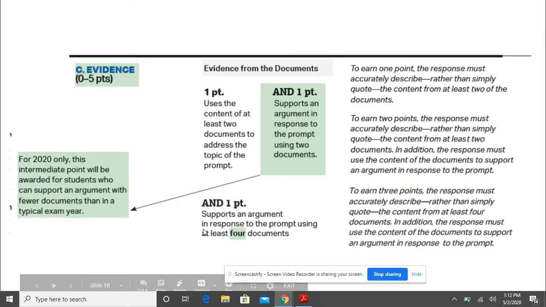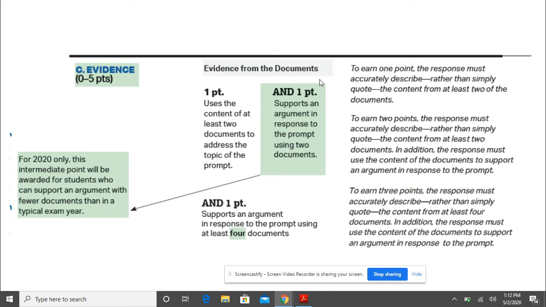You can get a single point here by using the content of at least 2 documents to address the topic of the prompt. So that's more of just establishing a document's place in history. You're talking about what the document is saying, but you're not really using it for an argument. That's the difference with these 2 points. You can get a point by just establishing a document, using it to describe what's going on in history, doing that twice with 2 of the 5 documents, and that earns you a point.